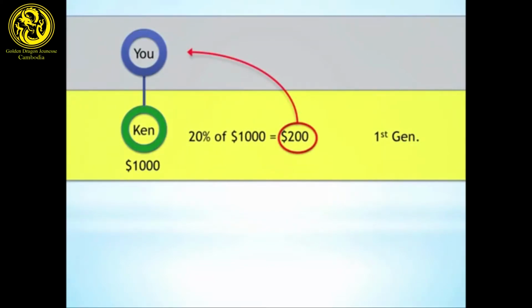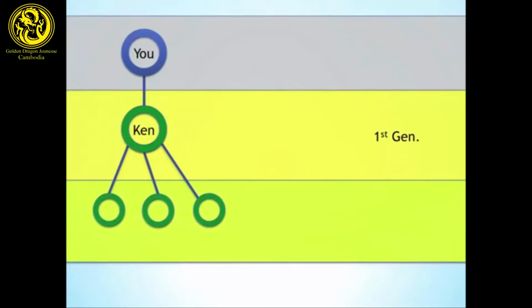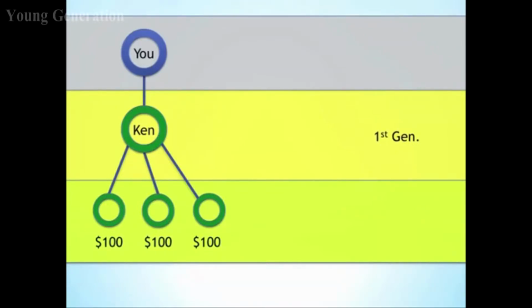Now, let's also assume that Ken has enrolled 3 people who are each earning $100 a week from their individual groups. Since you enrolled Ken, he's on your first generation. So the people that Ken enrolls are on his first generation. That puts them on your second generation. If each of Ken's 3 personally enrolled people are earning $100 and they're on your second generation, you'll earn a bonus of 15% based on their earnings. So in this case, $15 each.